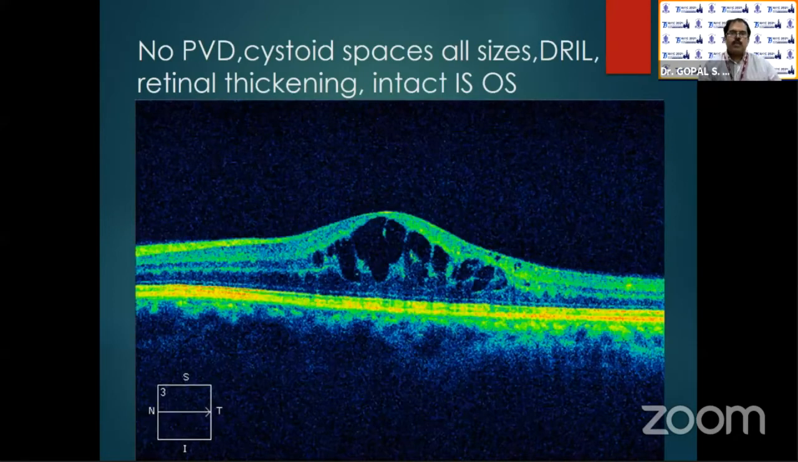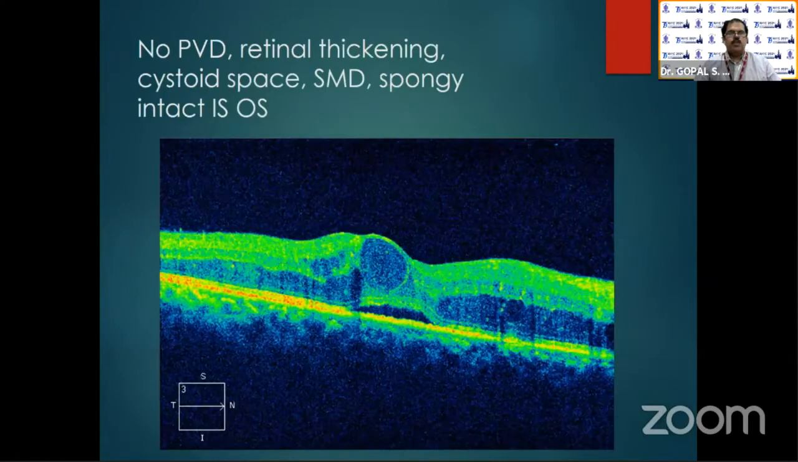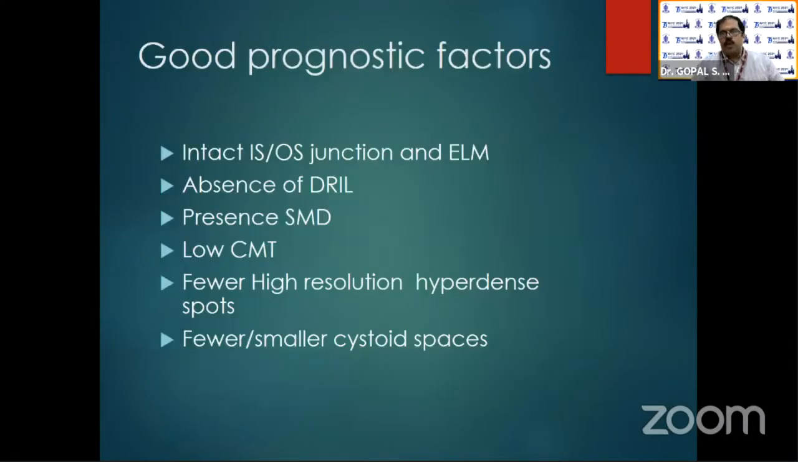Now let us look at some of the cases. There is no PVD here. Cystoid spaces of multiple sizes are there. There is a little bit of drill and retinal thickening, and there is an intact ISOS junction. So here again, there's another patient in which no PVD, retinal thickening is there, cystoid space. There is a little bit of SMD also, and partly there is spongy edema. There is an intact ISOS junction. So why do we want to classify like all this? Basically, these are all prognostic markers.